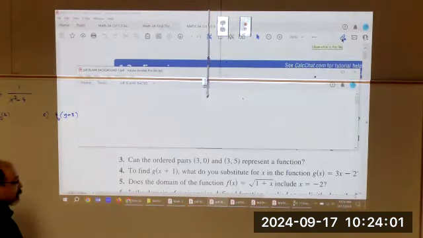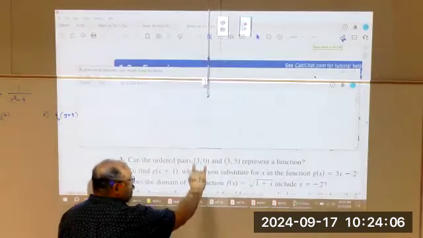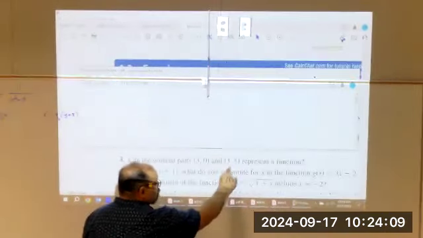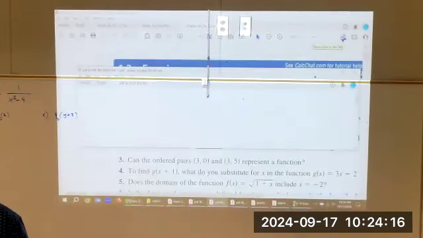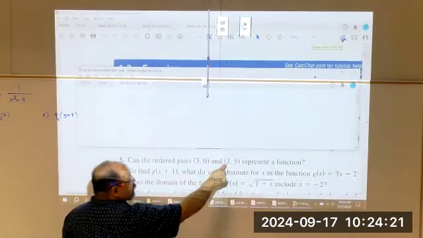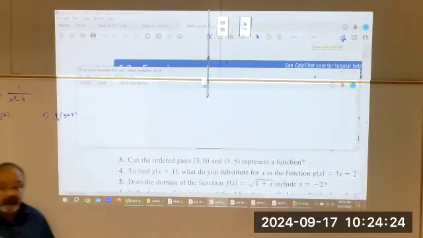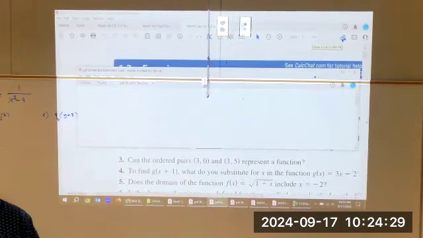So question three is asking, can these two ordered pairs, 3, 0 and 3, 5, represent a function? No, because the X coordinate happens twice with two different Ys. If I plug in 3, we get a 0. But later on, we plug in 3 and we get a 5. That's why it's not a function. When we plug in 3, we want one answer for the y value only. So it's a relation, but it's not a function.